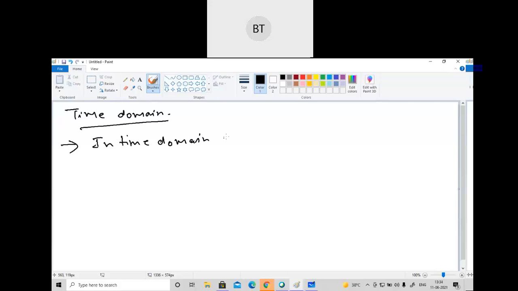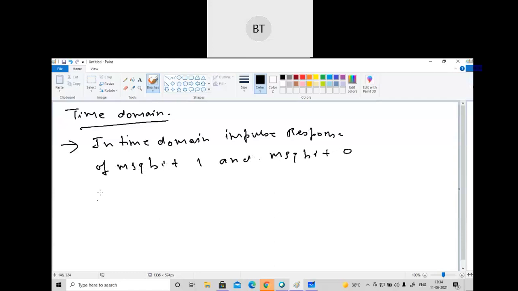So I'll write here: in the time domain, the impulse response of message bit 1 and message bit 0 is determined in order to get the final code word.